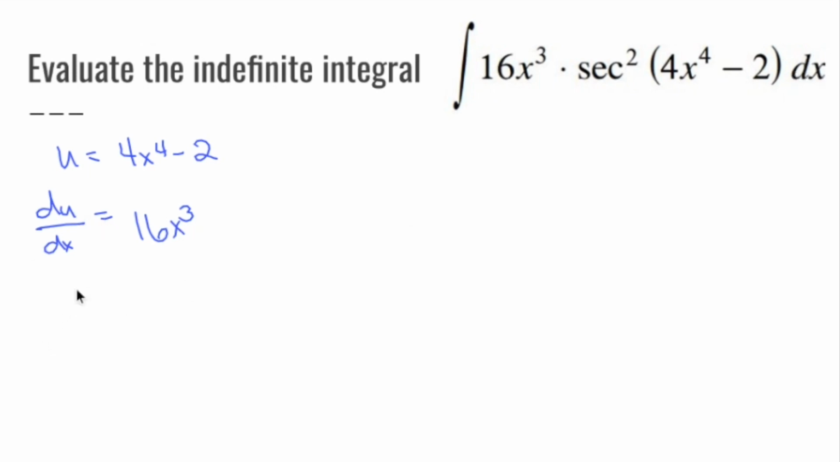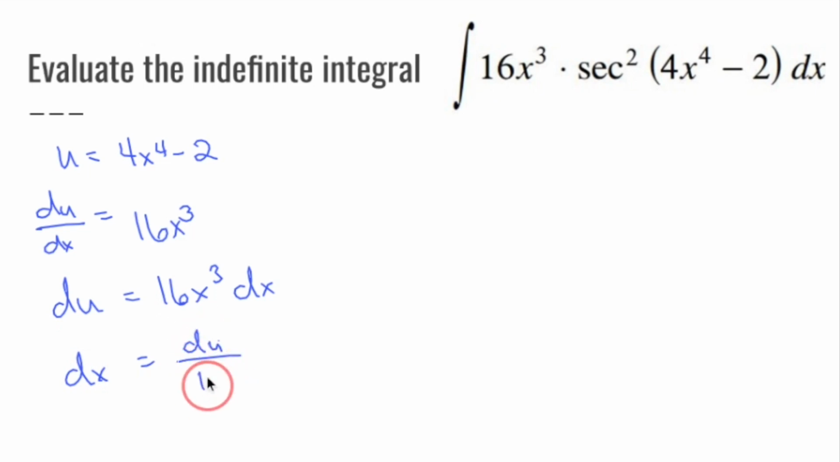Now I need to solve for dx. So you're going to multiply both sides by dx, giving you du equals 16x cubed dx. In order to get dx all by itself, divide everything by 16x cubed. So you're going to have dx. I'm just flipping things around. I'm dividing and flipping.